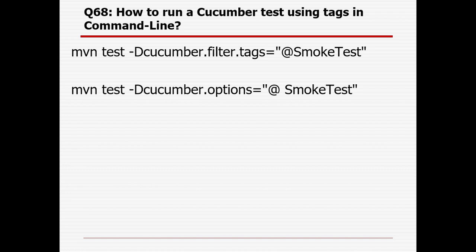So you need to open the command prompt and go to the project, right? After that you need to type here mvn test -D cucumber.filter.tags and whatever tag you want to execute, with the help of double quotes. Another one is mvn test -D cucumber.options and the tag name you need to use. So based on that, through the command line you can execute your project based on the tag name you want to execute, right?